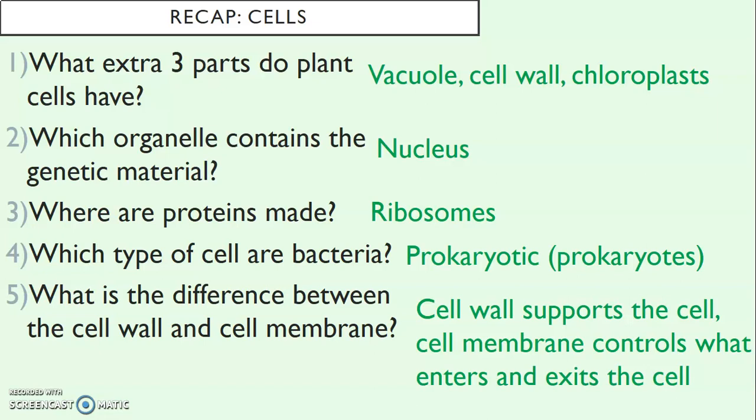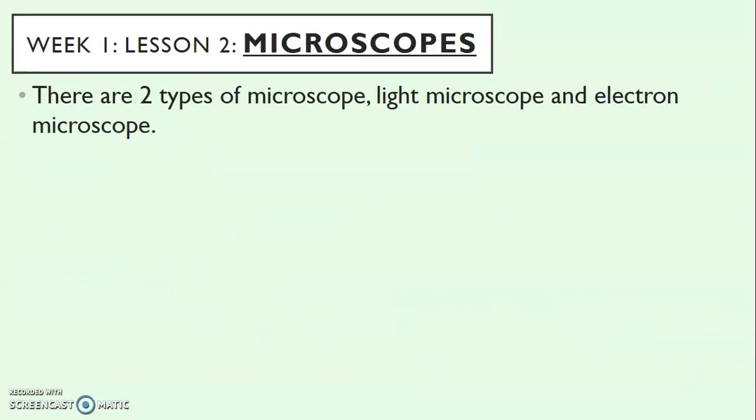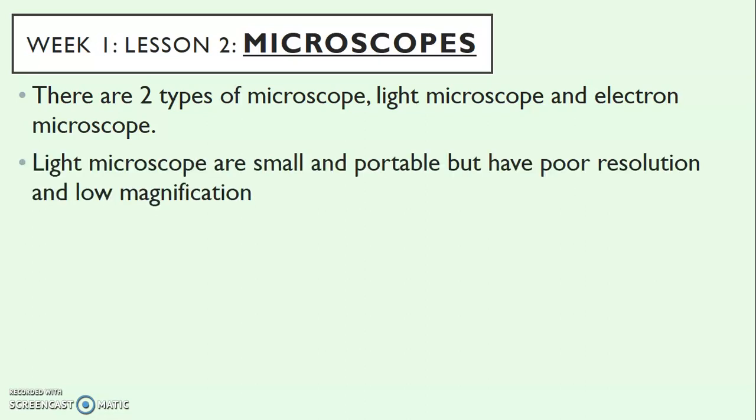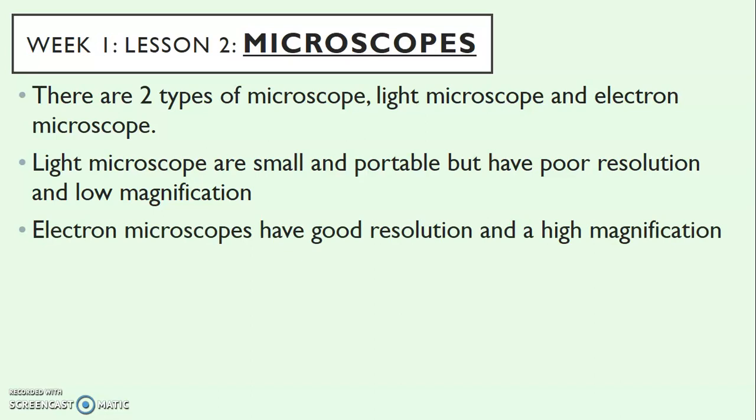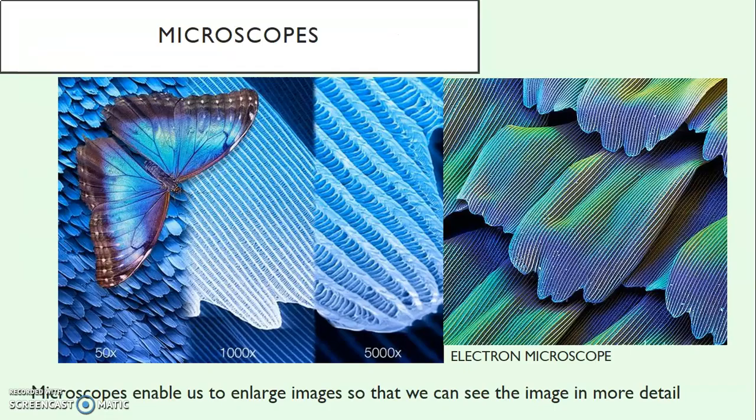So this lesson we're looking at microscopes, and the facts that we need to learn from this one are that there are 2 types of microscope, light and electron microscope. The light microscopes are small and portable, but they have poor resolution and low magnification. The electron microscope has good resolution and a high magnification. Image size is equal to actual size times magnification, and they're all in your fact book for you as well.